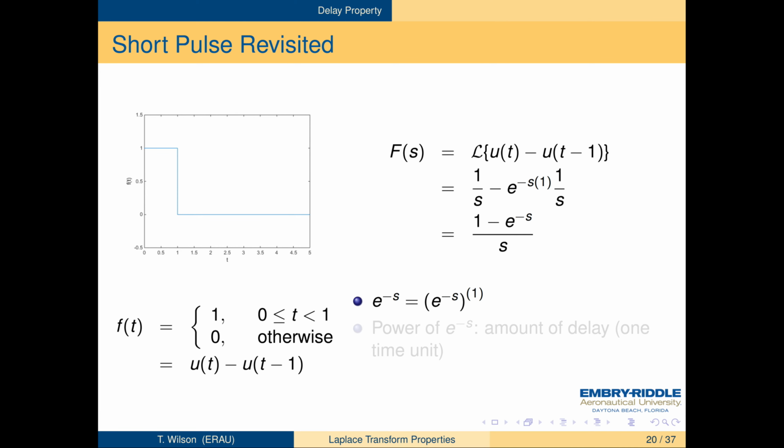Seeing e to the minus s as e to the minus s raised to the first power, we identify the e to the minus s term going with the signal component delayed by 1 time unit.